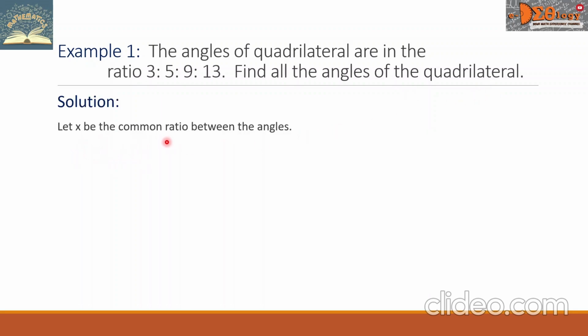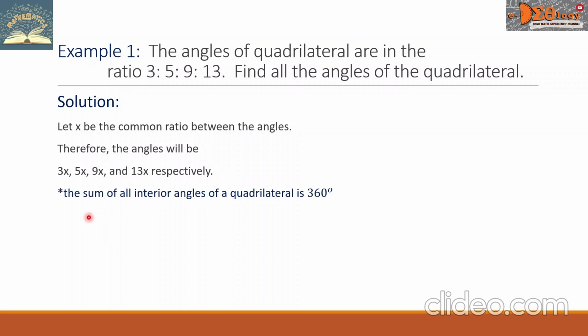Let x be the common ratio between the angles. Therefore, the angles will be 3x, 5x, 9x, and 13x respectively. We know that the sum of all interior angles of a quadrilateral is 360 degrees. Then we can write 3x plus 5x plus 9x plus 13x equals 360 degrees.